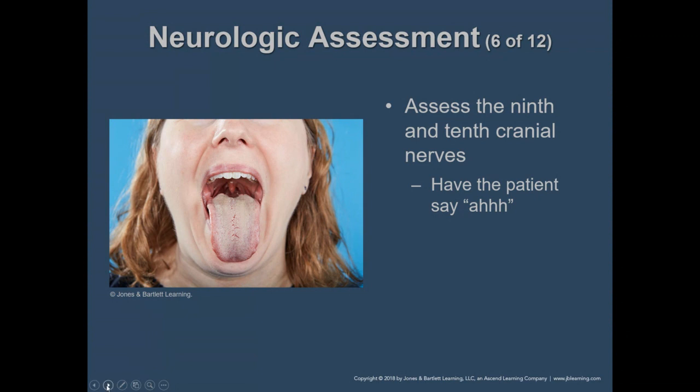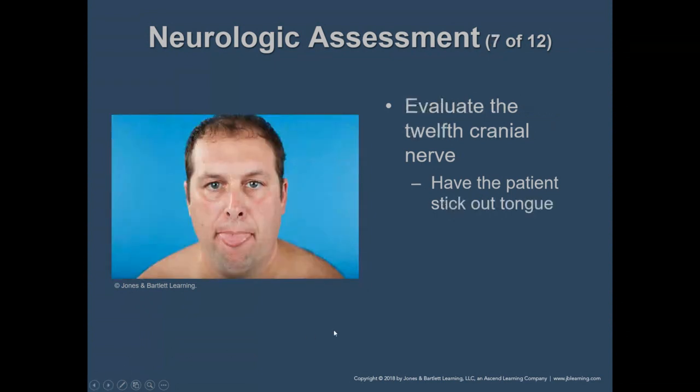So if it's not, then it's going to deviate to the strong side, which means I got a deficit on that side. I need to look at and watch for any sort of difficulty swallowing, difficulty speaking, increased aspiration risk, neurological deficits. Okay. So, 12th cranial nerve, have the patient stick out their tongue. All right, we're used to doing this. Stick out your tongue for me, and what are we looking for?